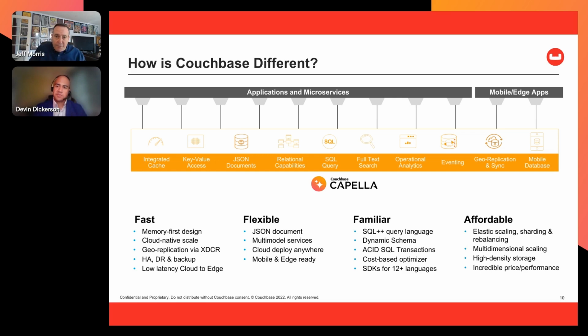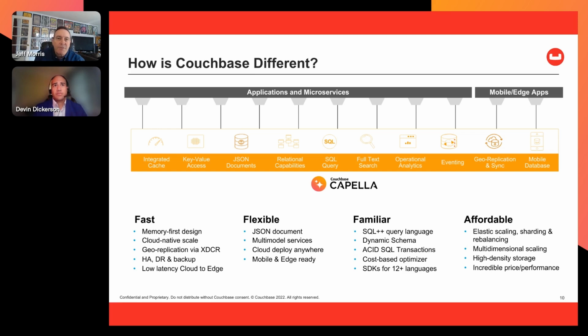But then it also has all the fundamental familiar things that you expect out of a database, like transactionality, like that schema if you need it, SQL as your query language. We call it SQL++ because it's SQL for JSON. As well as things like cost-based optimization or support for your favorite software development kit. And then ultimately, because it's fast, it is much more affordable when you're deploying it in the cloud.